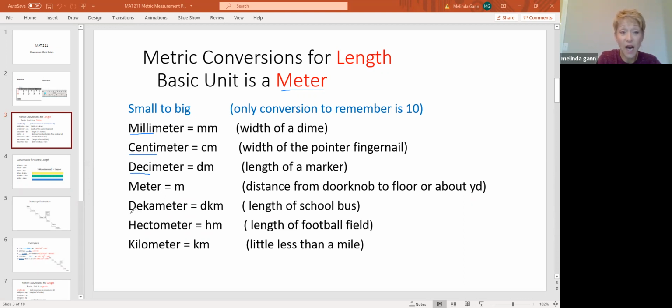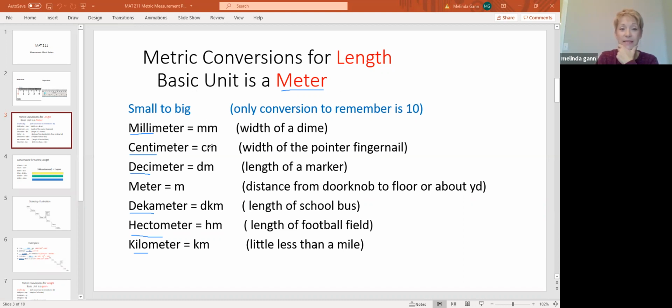Then you got a decameter. You got a hectometer. And you've got a kilometer. Now, you're going to have to help kids know what these are. And like I said, a meter is about from a doorknob to the floor. Now, remember I told you only got to memorize 10?